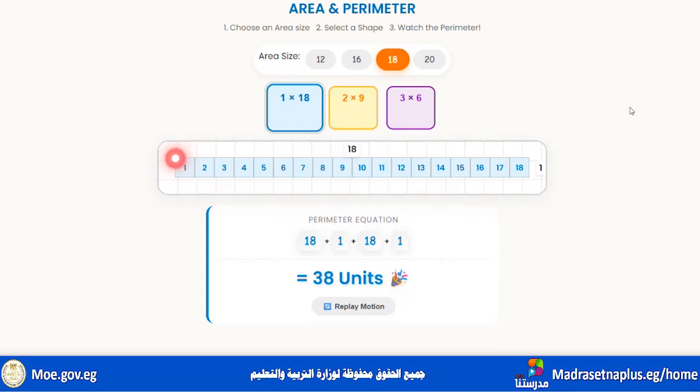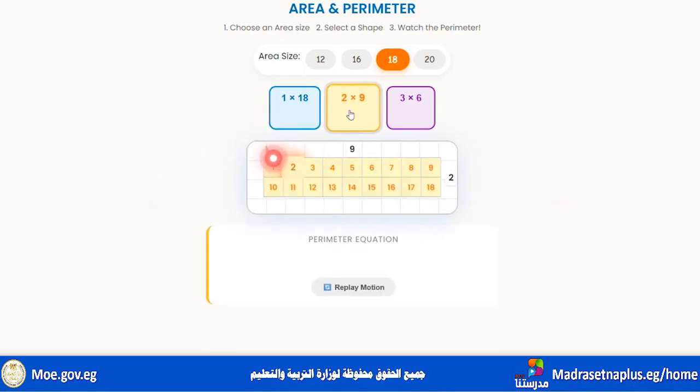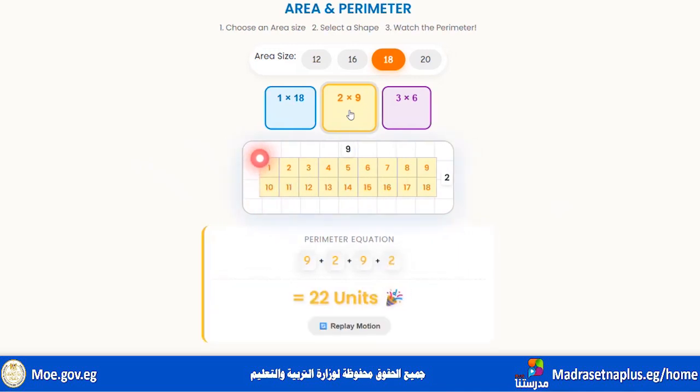Let's get its perimeter. Its perimeter is 9 and 2 and 9 and 2. They are 22 units. So the area is still 18 square units, but the perimeter is 22 units. Last one.